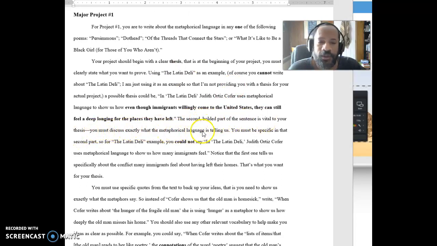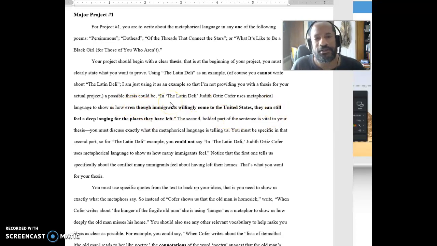You must discuss exactly what the metaphorical language is telling us. So I say that you need to write about the metaphorical language in any one of the poems. But what you need to do here is talk about what the metaphorical language is telling us. And so see how I say that specifically here in the bolded part. Even though they willingly come to the United States, they can still feel a deep longing for the places that they have left. So I'm not saying something like, in the poem, Judith Ortiz Cofer uses a lot of metaphorical language, right? I'm not just stopping there. I'm telling you specifically what that metaphorical language is doing. Okay, so you've got to have something like that.